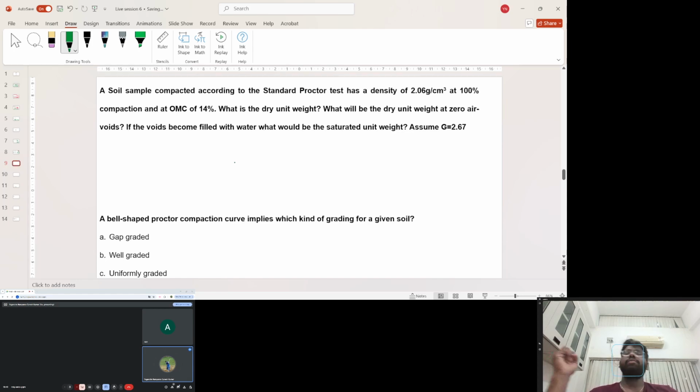Now coming to the next question. A soil sample compacted according to the standard Proctor test has a density of 2.06 gram per cc at 100% compaction and at OMC of 14%. What is the dry unit weight? And the second question is, what will be the dry unit weight at zero air voids line? Corresponding to zero air voids, if voids become filled with water, what would be the saturated unit weight?